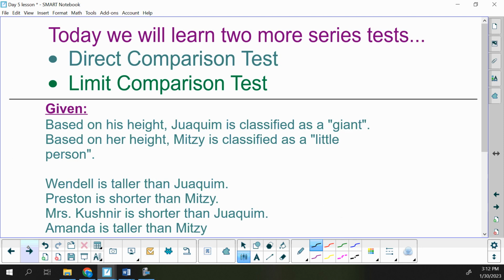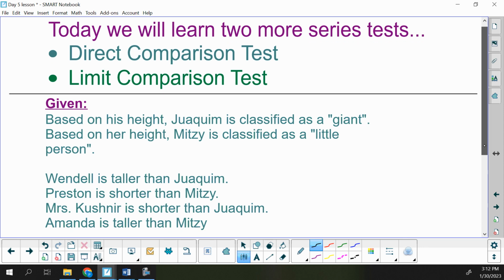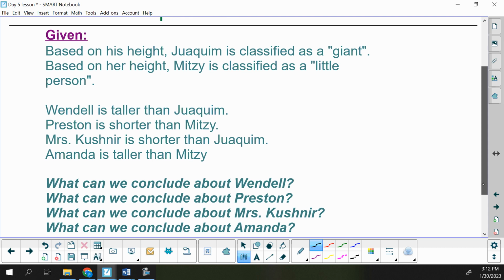All right, so we want to be in day 5 in our notes packet. And we're going to look at 2 tests today, the direct comparison test and the limit comparison test. So first, an example to highlight the direct comparison test.